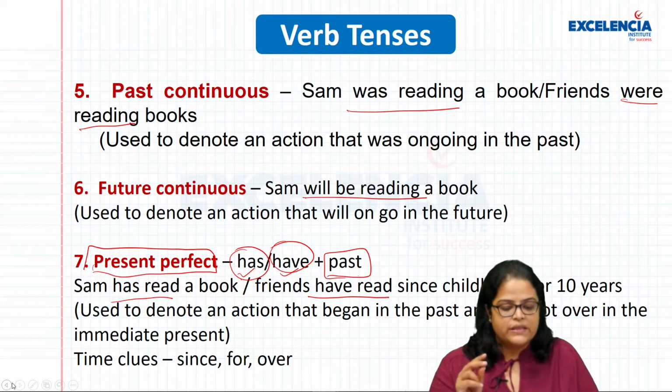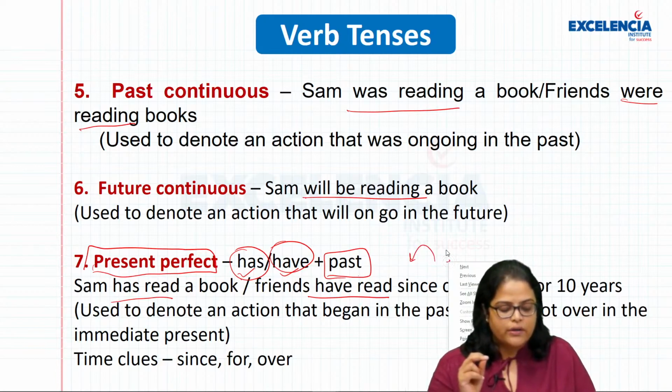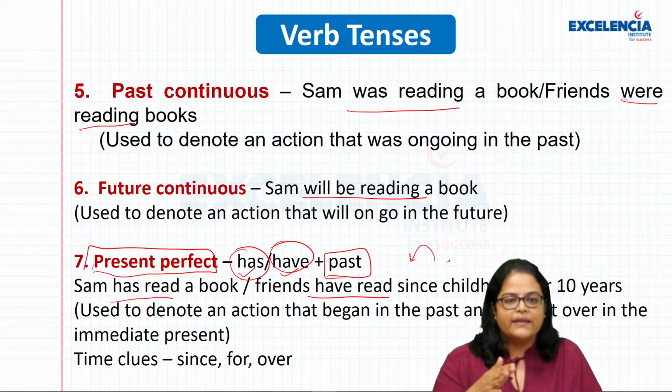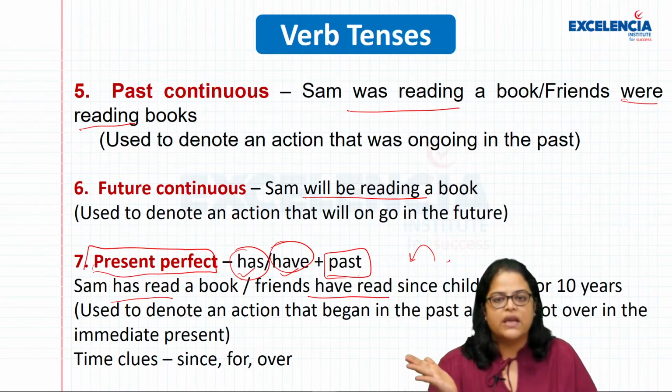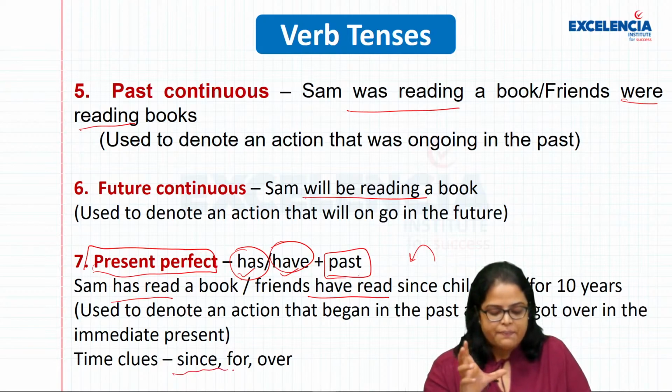It's called a present perfect because this action began in the past and it just got completed now in the immediate present. So if I say Aditi has lived in this house for 10 years, it tells me that she started living in this house 10 years back, and so far she's lived in this house. It gives me a sense of a time span.